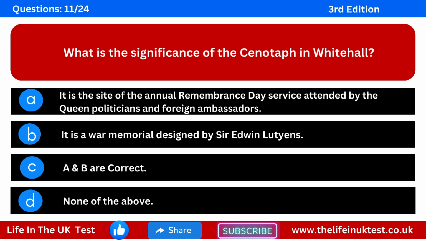Option A, it is the site of the annual Remembrance Day service attended by the Queen, politicians and foreign ambassadors. Option B, it is a war memorial designed by Sir Edwin Lutyens. Option C, A and B are correct. Option D, none of the above.